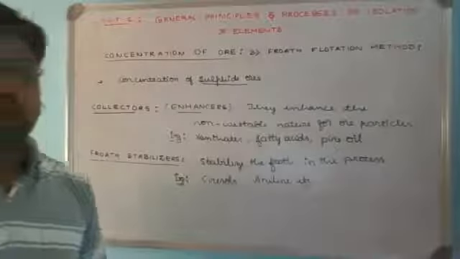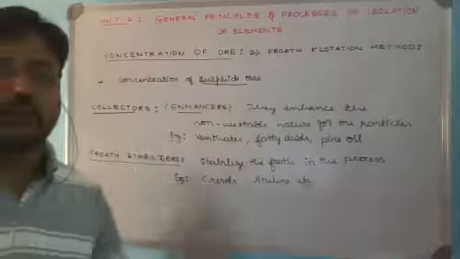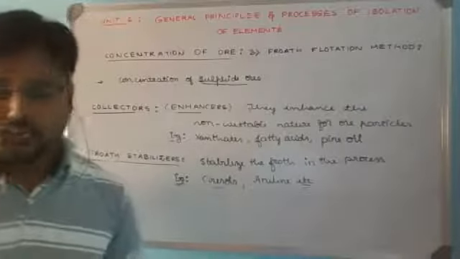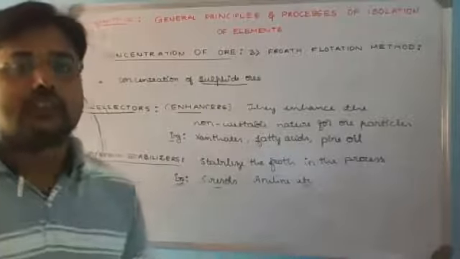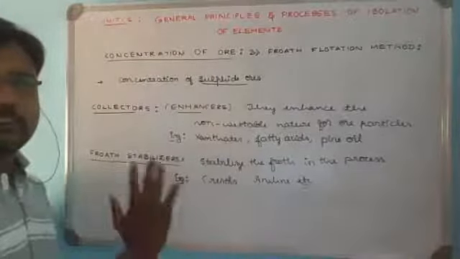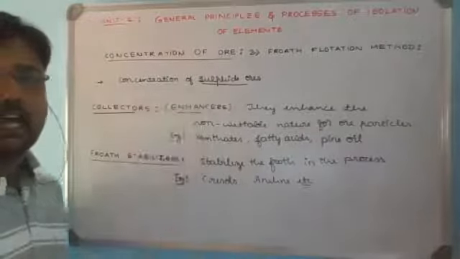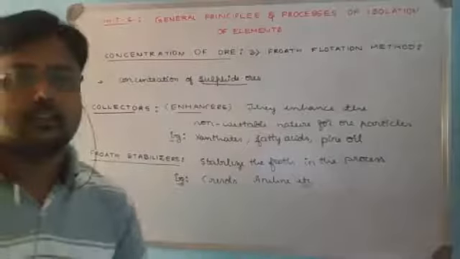Now, these are the two important chemical substances and their roles you need to remember. Collectors enhance the non-wettable nature of ore particles, and froth stabilizers give stability to the froth. So, try to remember this. Now, we'll consider with a simple diagram how exactly the froth flotation method is done.